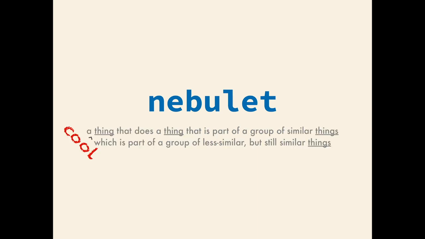This is probably the most accurate definition. A thing that does a thing that is part of a group of similar things, which is part of a group of less similar but still similar things. And I'll explain all the things in this over time, starting backwards. But before I get to that, I'm going to explain who I am.